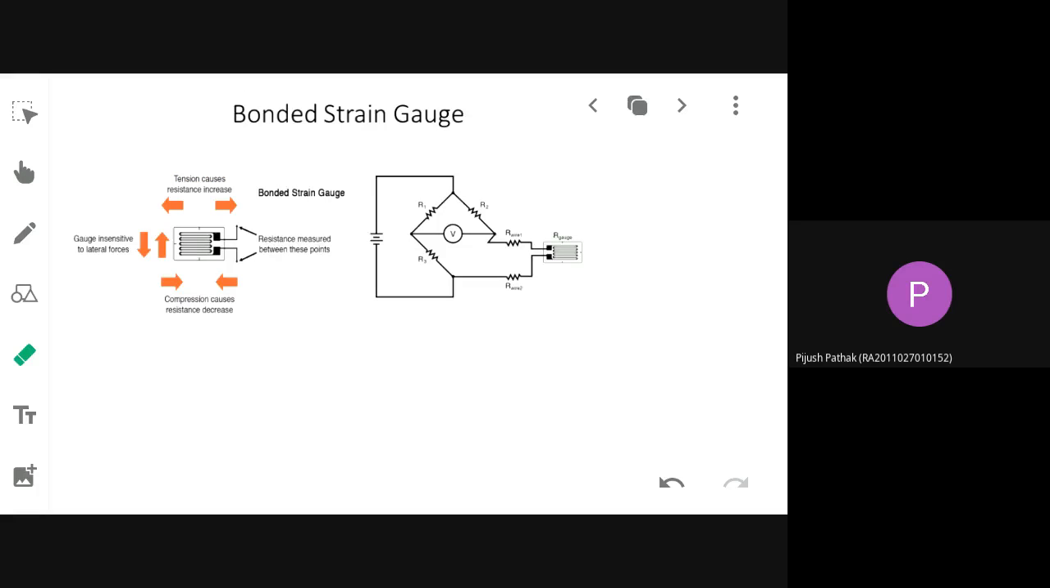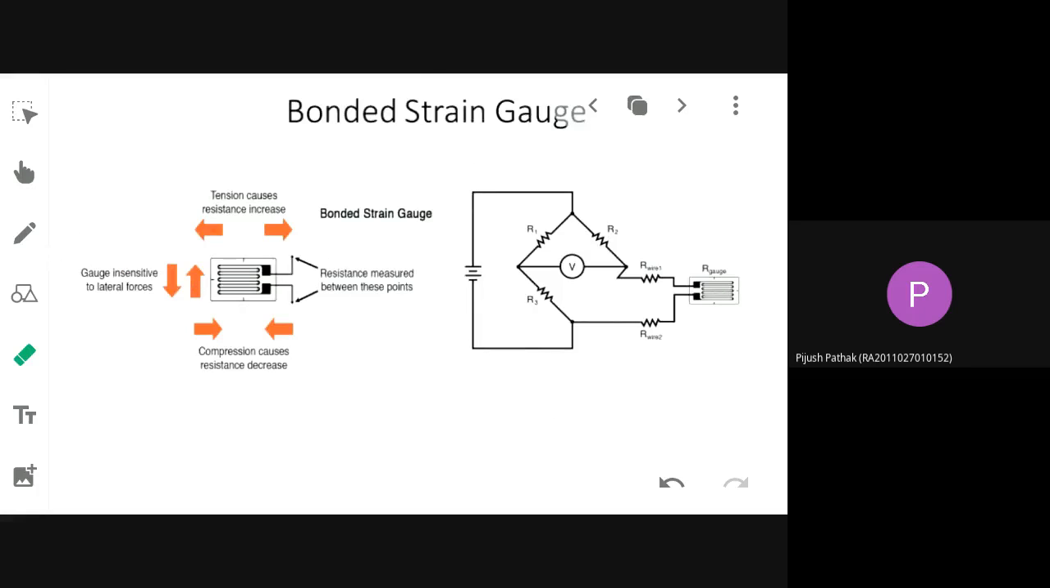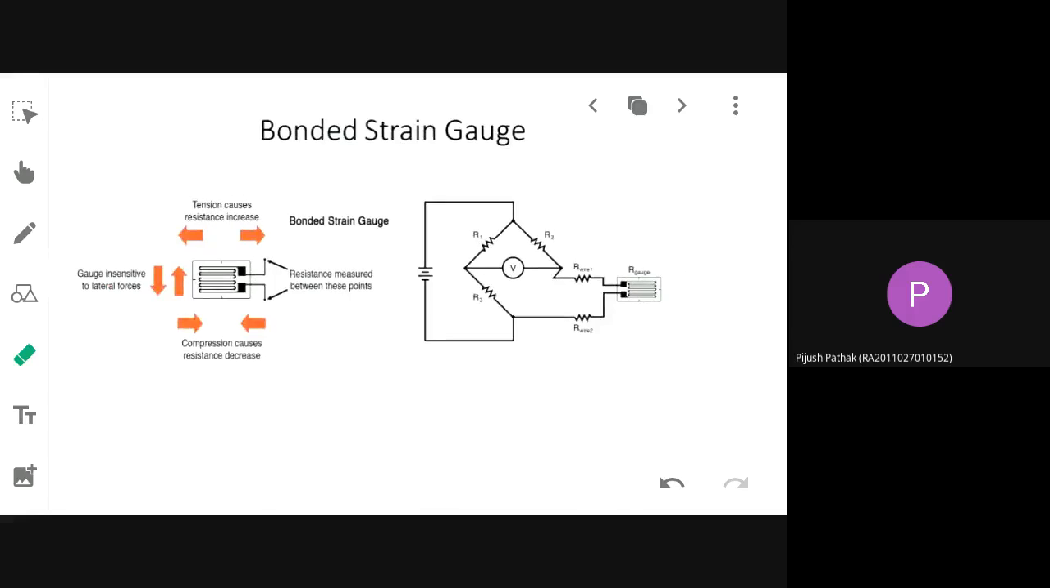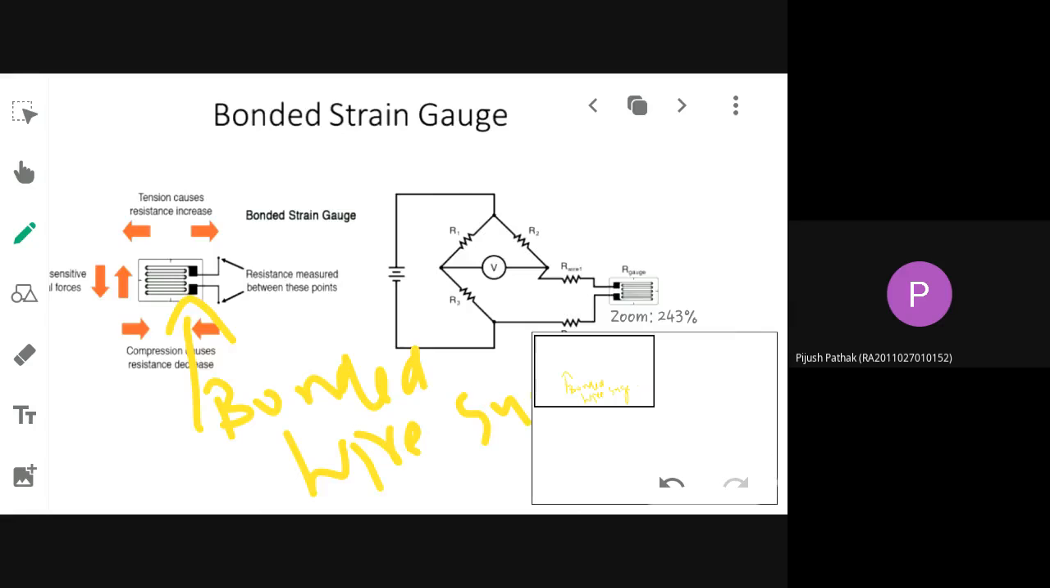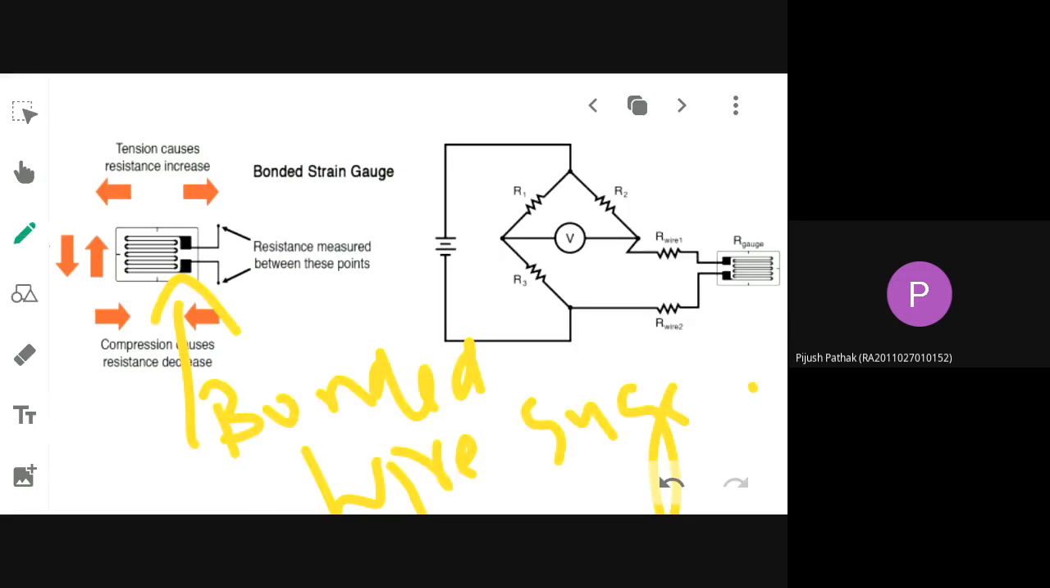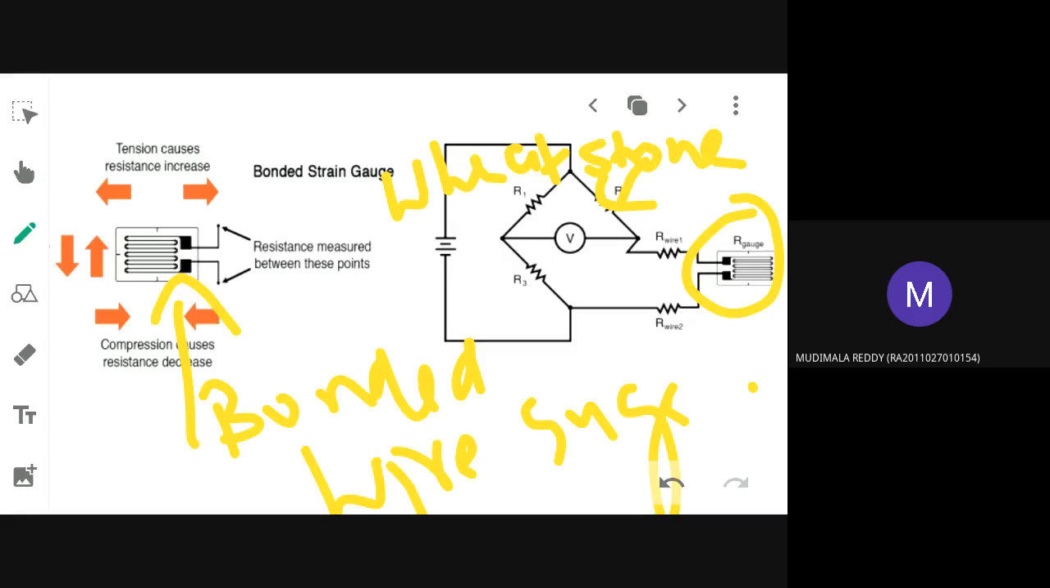So this picture shows your unbonded strain gauge. It's not the bonded one. This is also a bonded strain gauge only. So you can see here, this corresponds to the bonded strain gauge, that is your wire gauge. And this is your bonded wire gauge that is connected to one bridge. This bridge is called what bridge? This is a DC Wheatstone bridge. This is specifically meant for measuring resistance only. So this is how the input strain is being converted into a resistive effect.